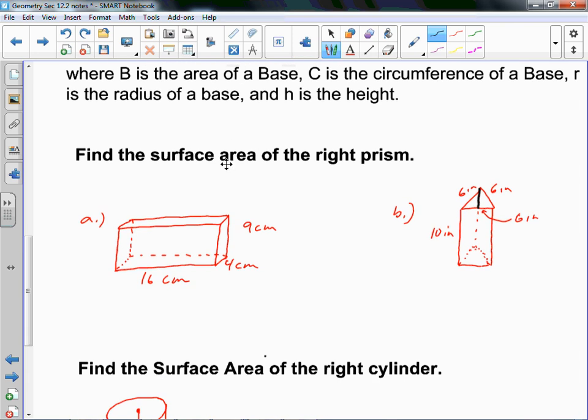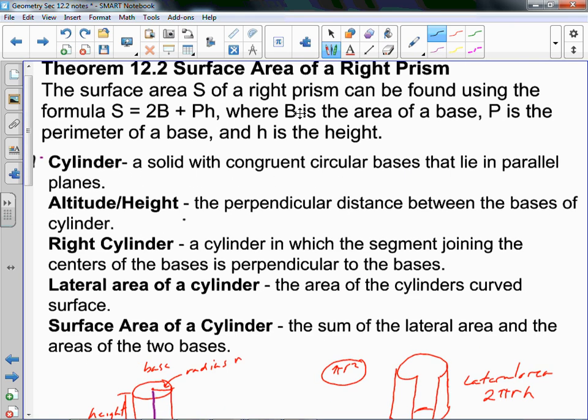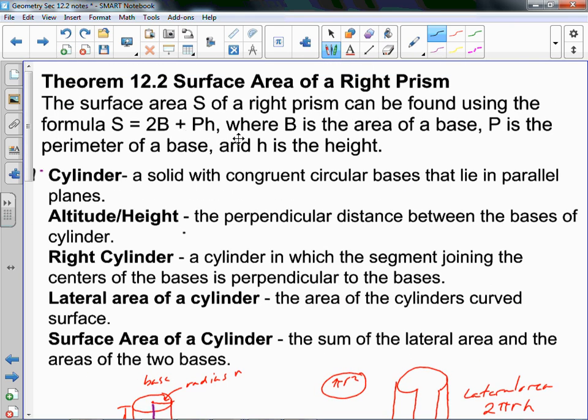So I want to find the surface area of the right prism. All right, so this time, instead of flattening out a net and figuring out the total area of each individual part, we're going to plug it into this formula here, 2 times area of the base plus the perimeter times the height.